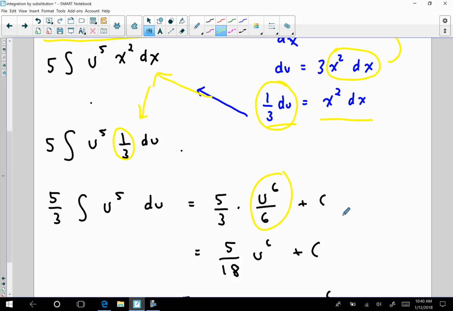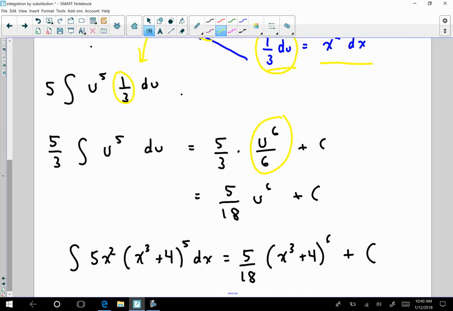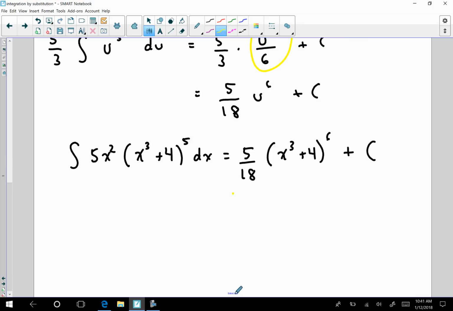I have to remember to back substitute. So let's back substitute. Keep in mind this was the original integration problem that I wanted. I wanted to know what the antiderivative of 5x squared times quantity x cubed plus 4 to the 5th power dx was. And it looks like it is equal to 5/18, quantity x cubed plus 4 to the 6th plus a constant, because I back substituted my u in there.